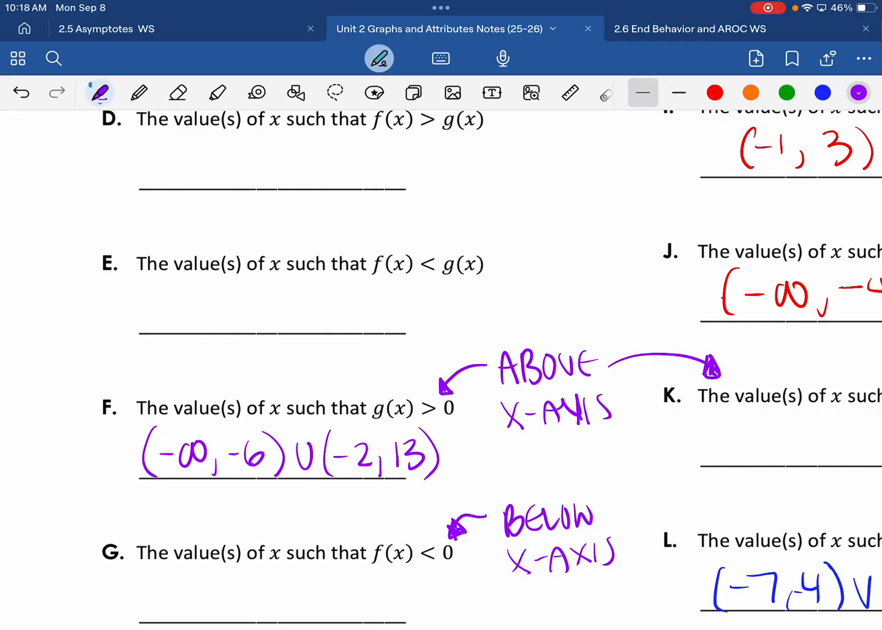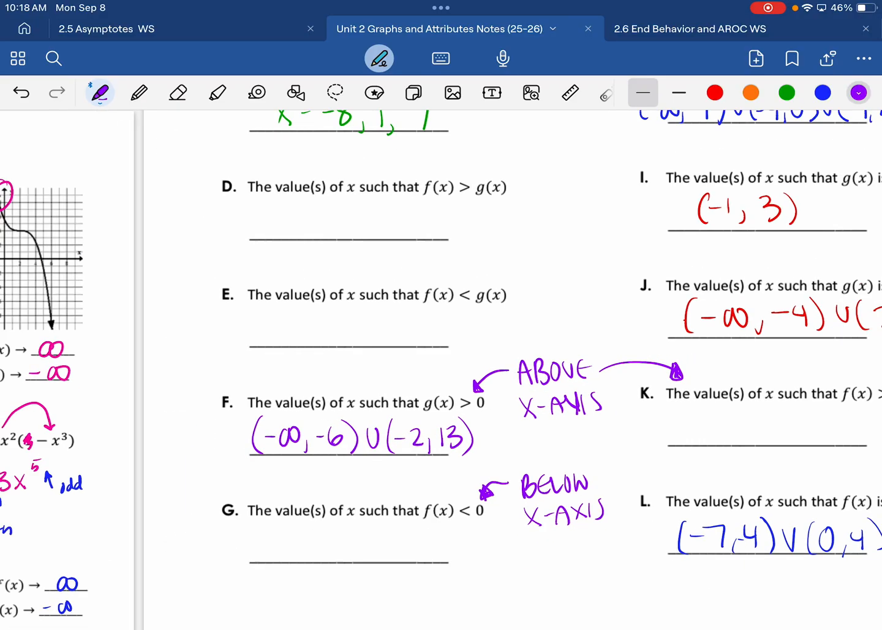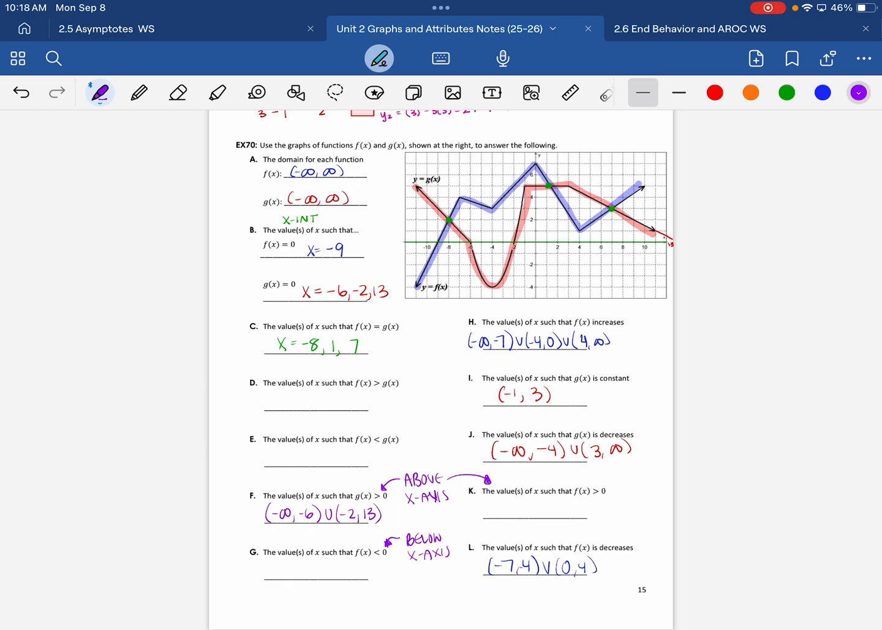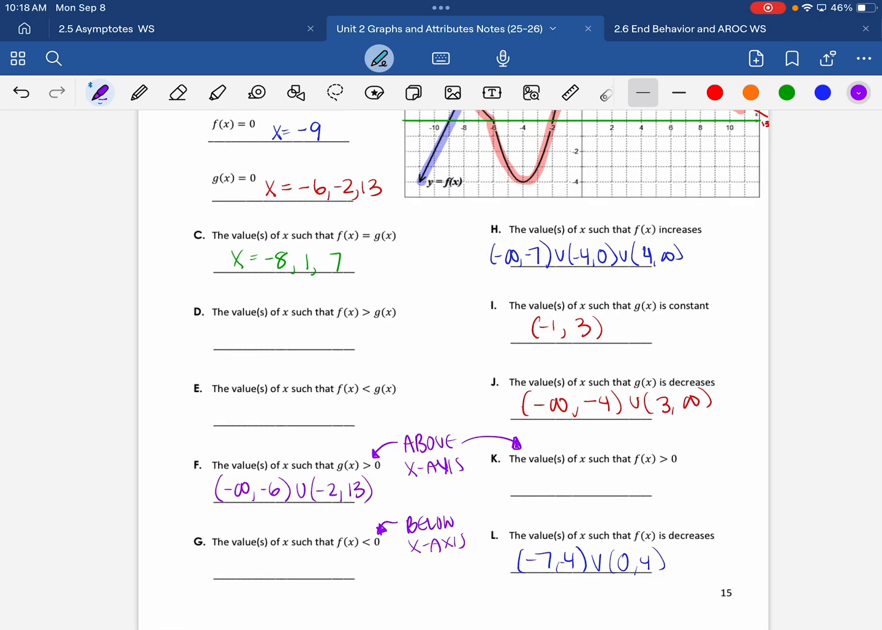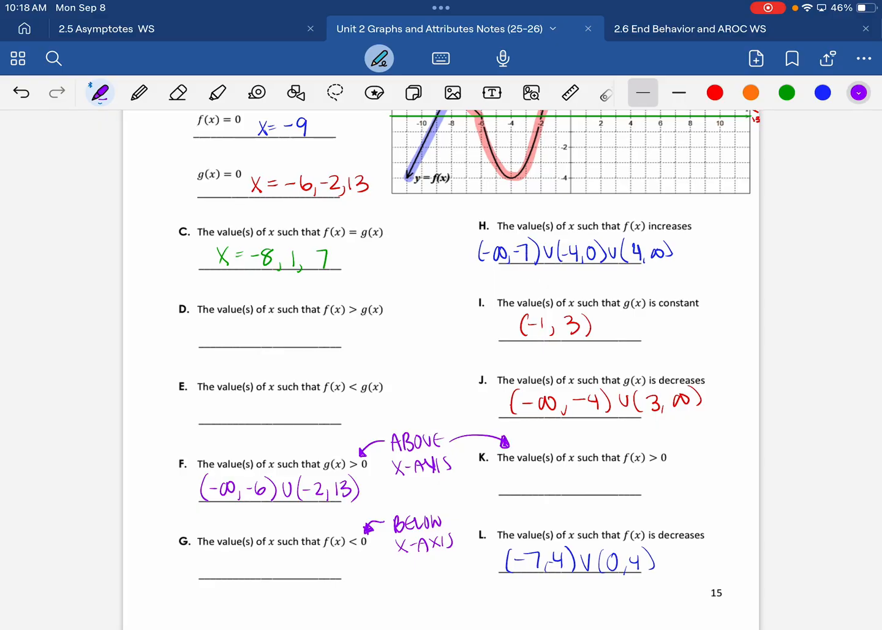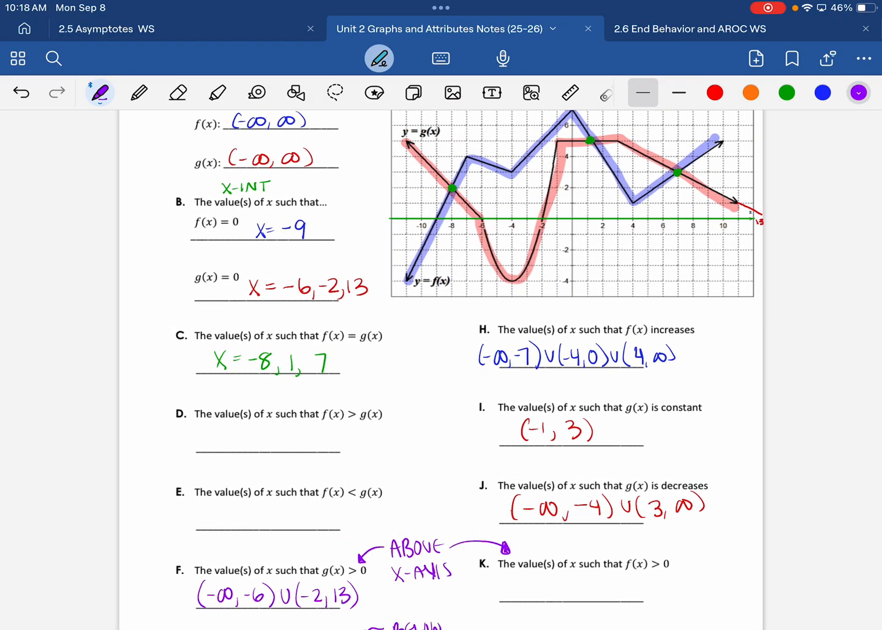Wait, you said it was F. Oh, are you saying letter F, not F of X? Yes, letter F. Sorry. Okay, so we just did the red function, the g of x. So let's do the f function now. Yeah, actually, that's poor planning on my part.